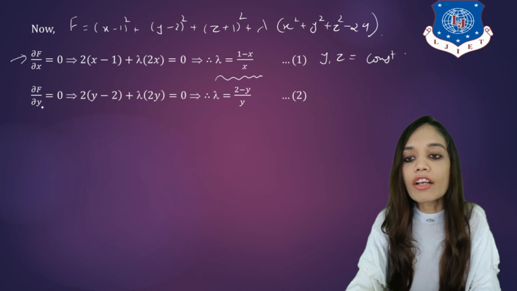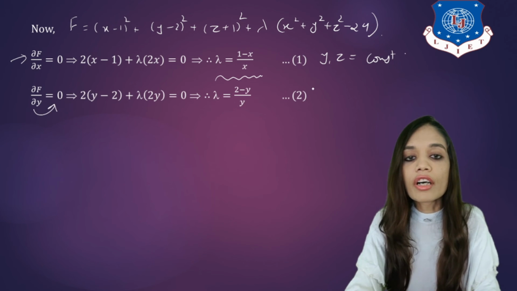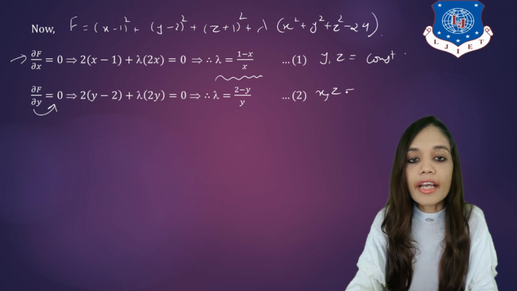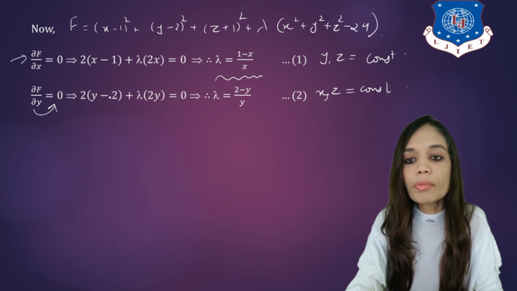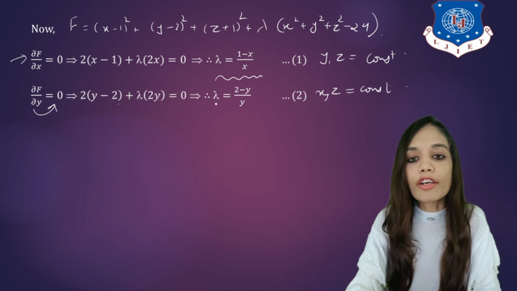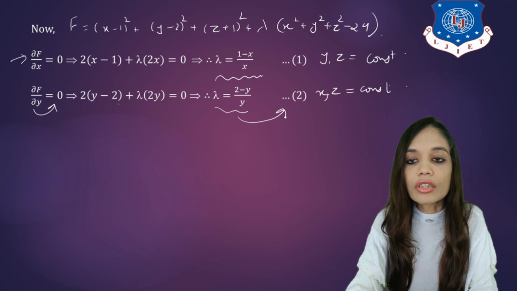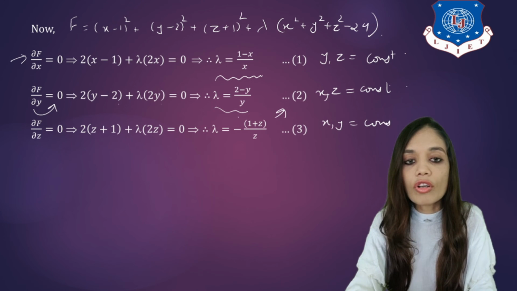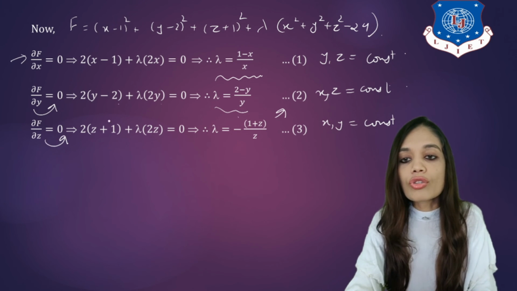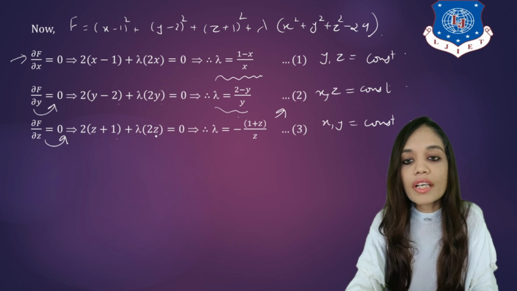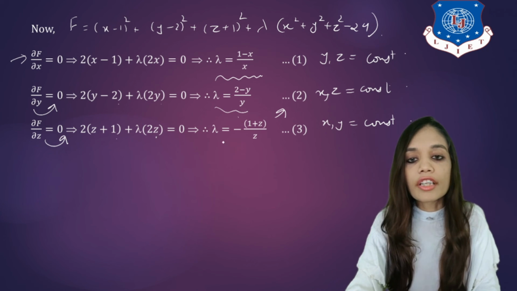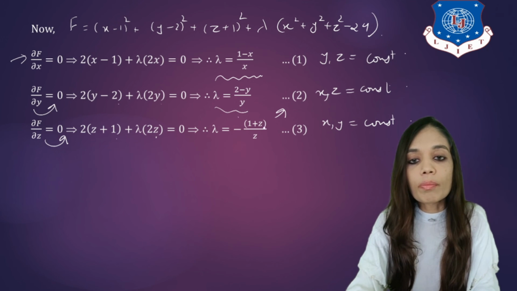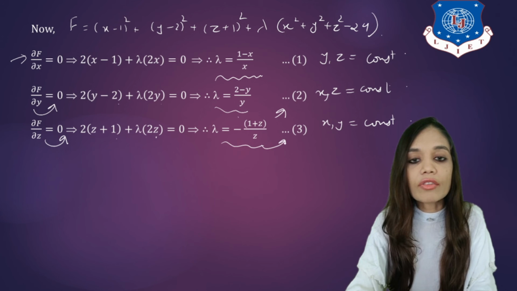Now find del F by del y and equate it to 0. So here we have to keep what constant? x and z as constant. So the derivative will be 2 times (y minus 2) plus lambda times 2y is equal to 0. Therefore, lambda is equal to (2 minus y) upon y. Name this as equation 2. Lastly, find del F by del z by keeping x and y as constant and equate it to 0. So what you will get? 2 times (z plus 1) plus lambda times 2z is equal to 0. Therefore, your lambda will be equal to (minus 1 plus z) upon z. Name this as equation 3.